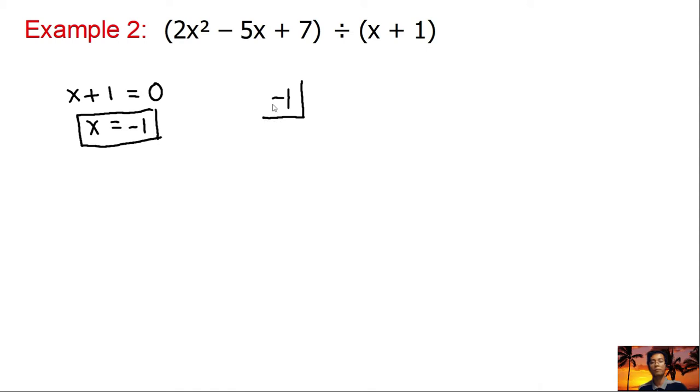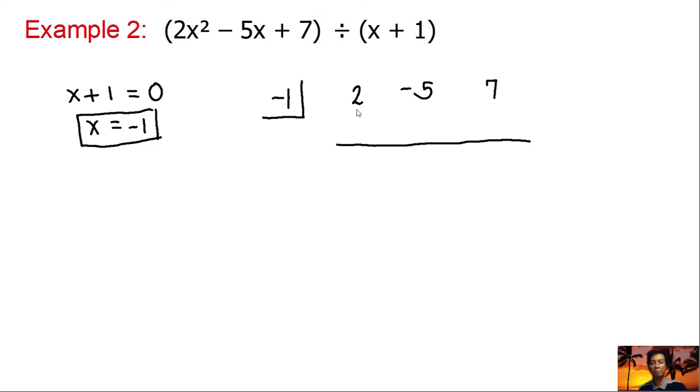Ayan. Now, since ito pong ating dividend ay nakaayos na at walang namawalang power, that means pwede na nating isulat yung kanyang mga coefficient. So, first numerical coefficient is 2. Susulat lang po dito 2, followed by negative 5, followed by 7. Okay, and then put this line. Ayan. Okay, so let's now perform synthetic division.